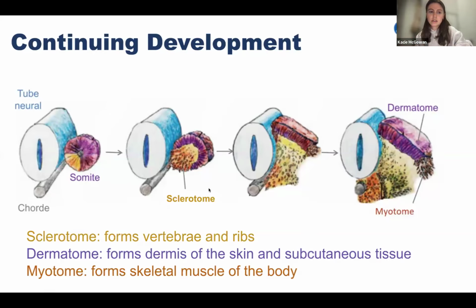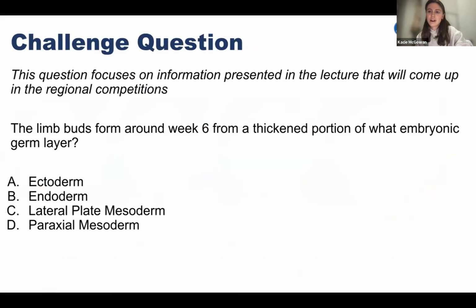And so then to end off, my last question here is going to be the challenge question that was based off of the information on limb bud formation that will be covered in the regional competitions. But I think it's a good way to focus on things to come and to see where this information goes in the future. But the limb buds form around week 6 from a thickened portion of what germ layer?